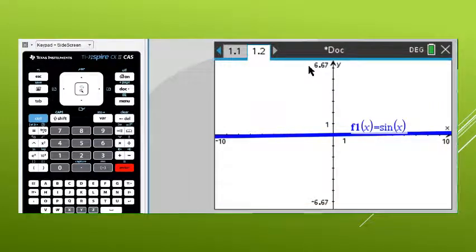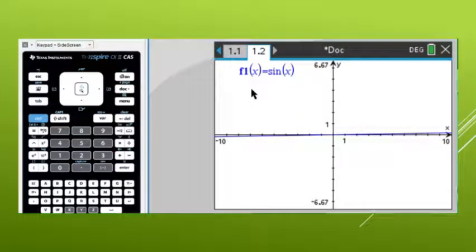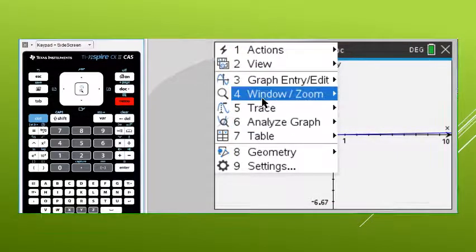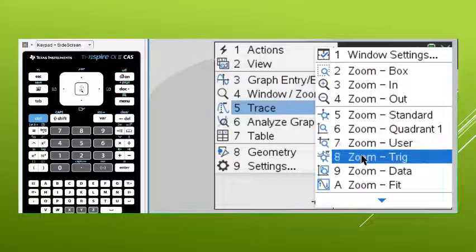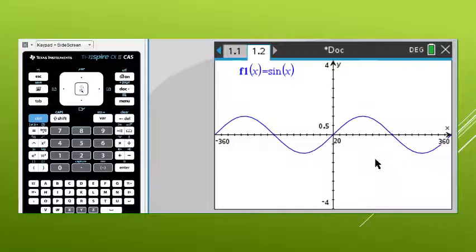And we look at this and we go, well, that doesn't look very good. It doesn't look like the graphs that we've drawn before. The reason is we're only going from minus 10 degrees to positive 10 degrees. Now, there's a quick way we can change the scale using the calculator. If you go to Menu, Window Zoom, and go down to Zoom 8, which is Trig, you'll see it then changes it. Because we're in degrees, it starts from negative 360 degrees and proceeds through to positive 360 degrees.